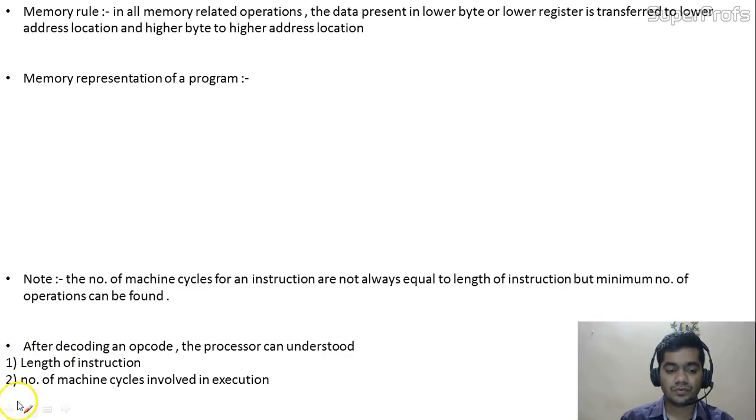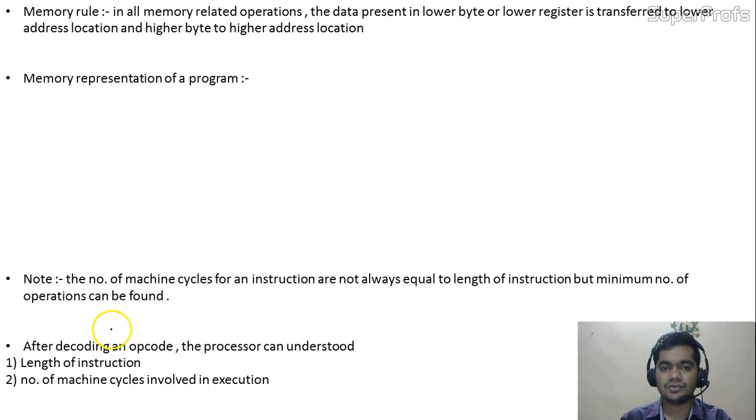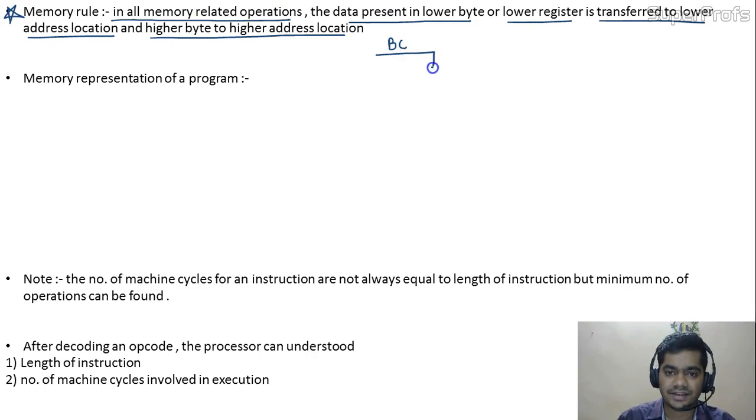Okay, so let's move to the memory rule. What is meant by the memory rule? We should understand that in all memory related operations, the data present in the lower byte, or lower register, is transferred to the lower address location, and the higher byte to the higher address location. So it is very important to understand this. Suppose there is a BC register available with us which has a value of 2000H inside it.